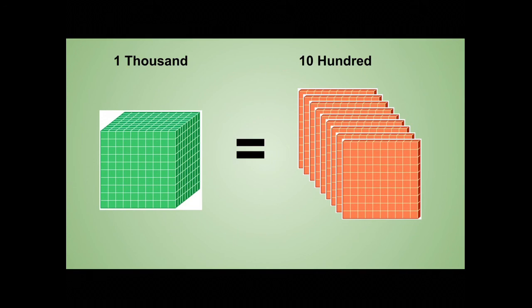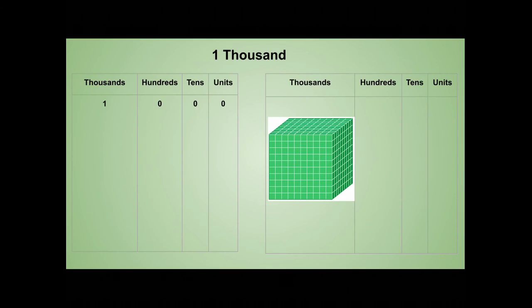Of course, they look a little different in my picture here. If I squished those red squares together, they would make that green cube. There's that 1,000. So I have 1,000 in the thousands place. So I write that as a 1 in the thousands, 0 in the hundreds, 0 in the tens, and a 0 in the units.